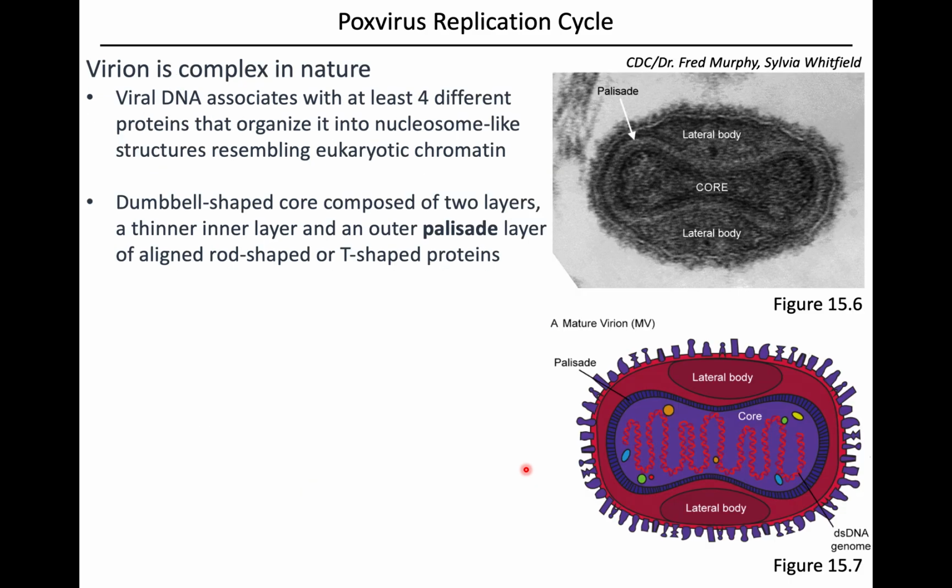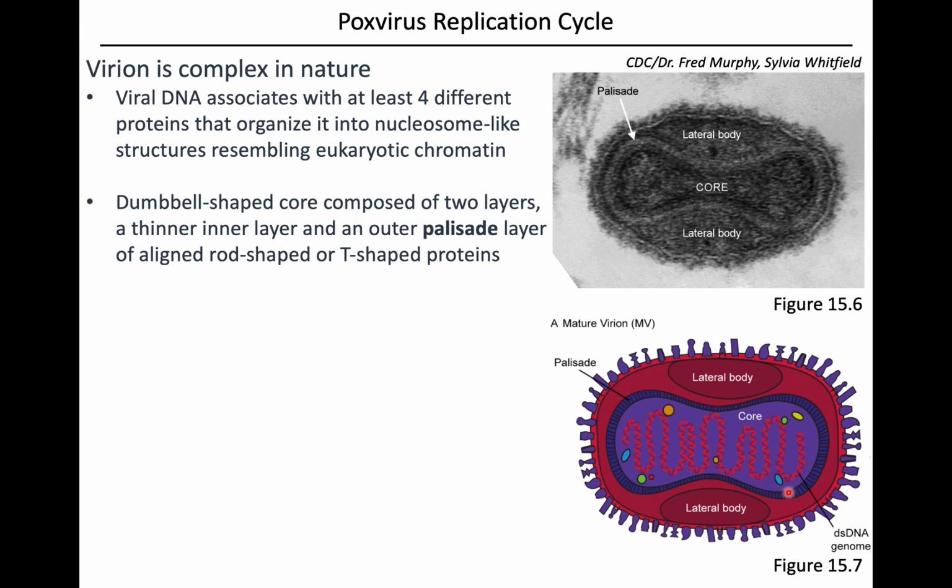The virion itself is pretty complex. I think I may have showed you a picture of these in an earlier chapter. But you've got the viral DNA here in the middle, and it's actually associated with a number of different proteins that package it up into, what you would normally see in a eukaryotic cell, almost like chromatin. You have this interesting dumbbell-shaped core, they call it, which is two layers of these T-shaped proteins. So you could think of that as essentially the capsid protein there.